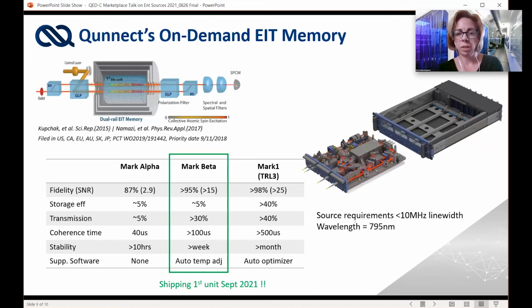And as I mentioned in the SPDC slide from the Barcelona group, source requirements are really important whenever you start to try to couple sources to memories or sources to any other quantum devices. In our case, we have very narrow line widths that are demanded by EIT, and also wavelength specificity because we have specific wavelengths in which our memories function best. So this is one of the reasons at Qunnect that we spend time developing sources, because I want our sources to be highly efficient with our memories.